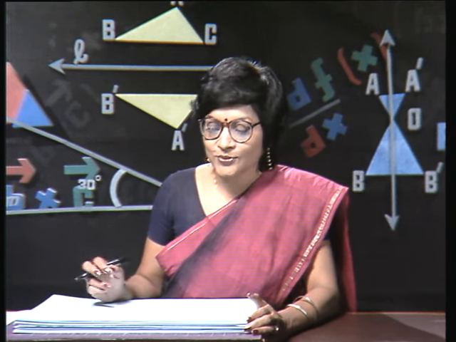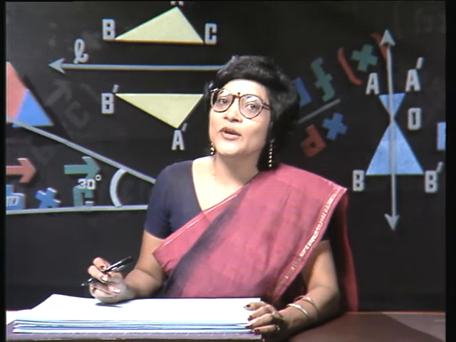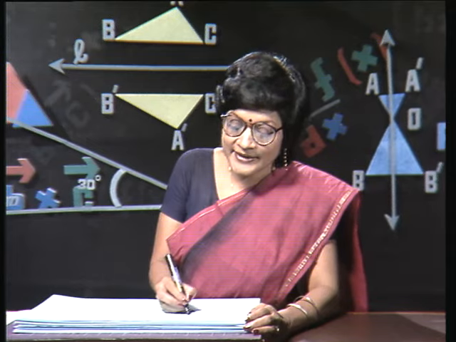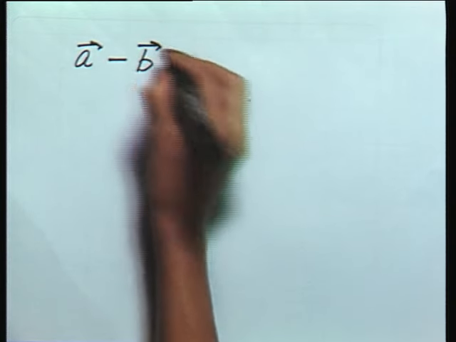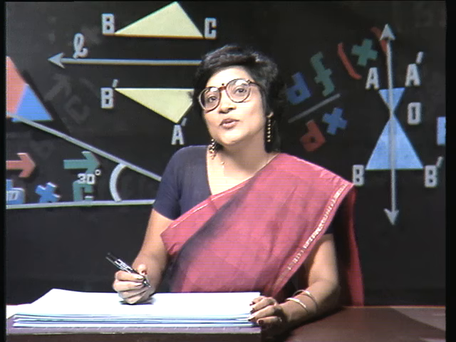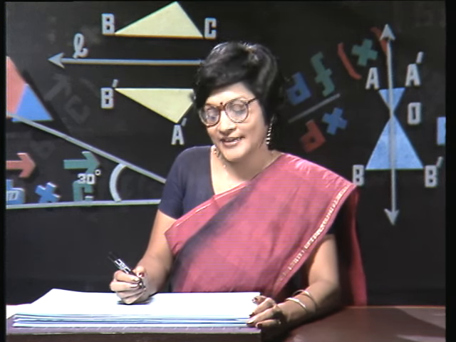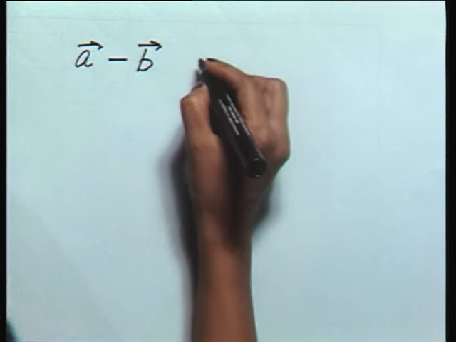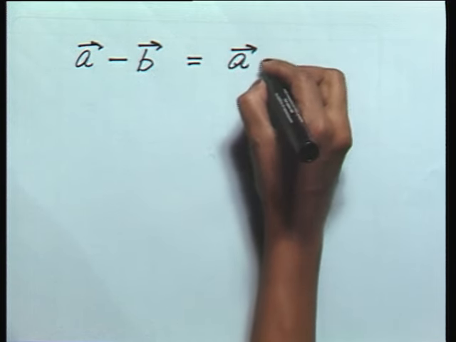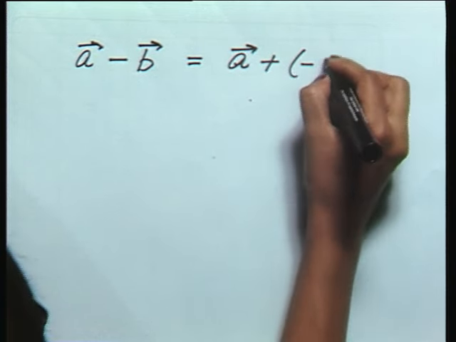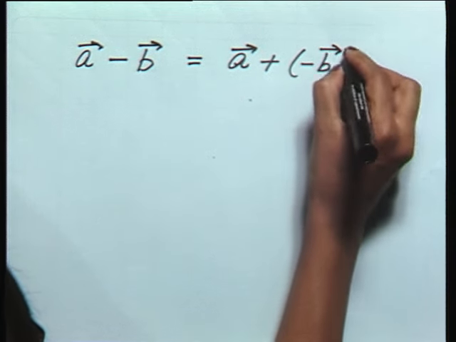Before we move on to those properties, is there some way of defining A minus B? Well, that is easy to see. Since we already know the meaning of minus of a vector, A minus B can be defined as the vector A plus the vector minus B.